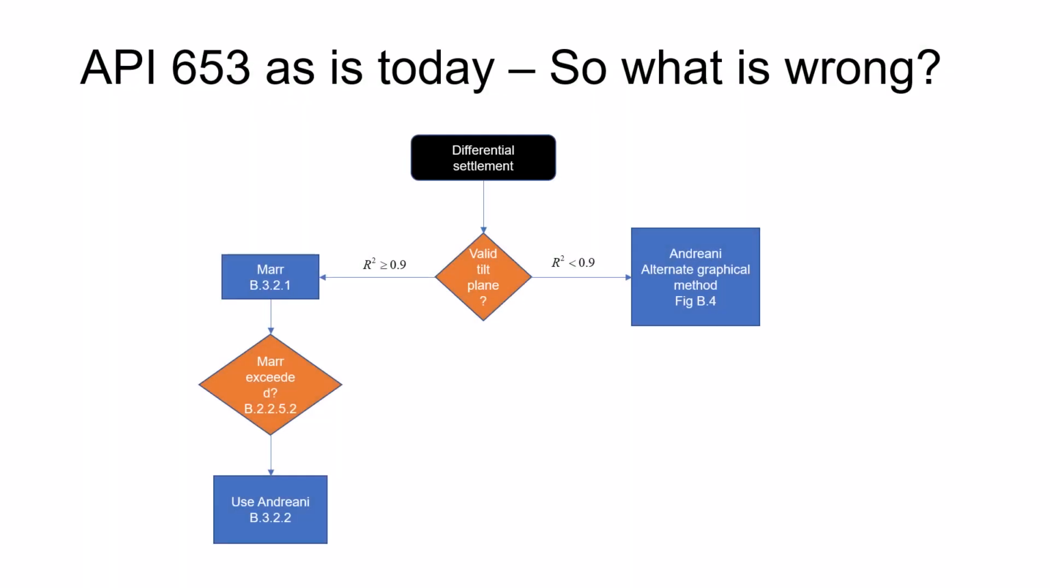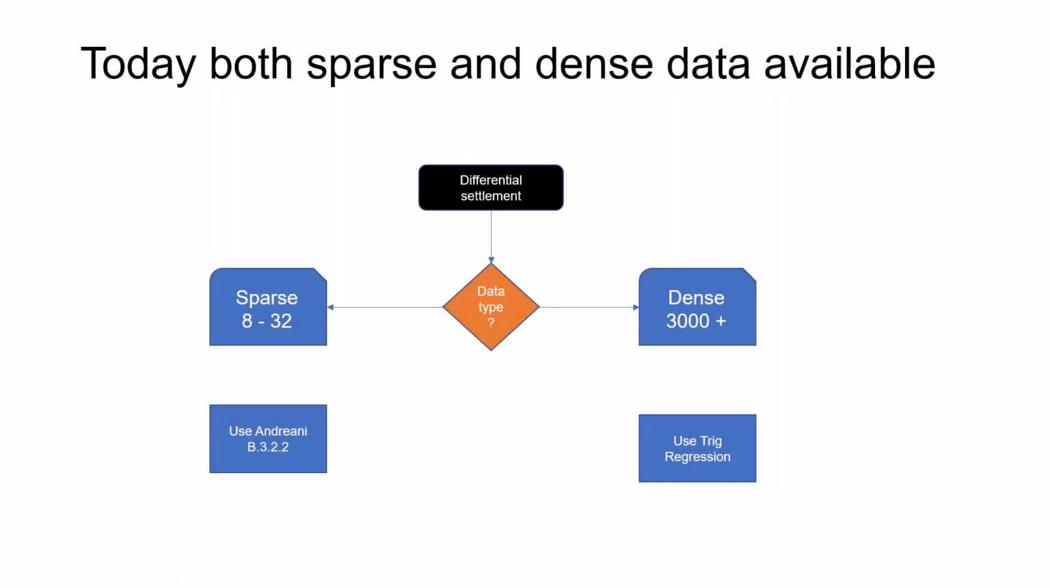The existing API 653 Annex B calls the tilt plane valid only if R squared is greater than 90%. This is incorrect, and we discussed this in the white paper. It has been removed. The Marr method is the main method, and Andreani's method is the only one used if the settlement is exceeded under Marr. However, Andreani's work is more current and is calibrated to real-world tanks so that we make it an option to use either method. We recommend the Andreani method as it is better, but some committee members insisted that we keep Marr.